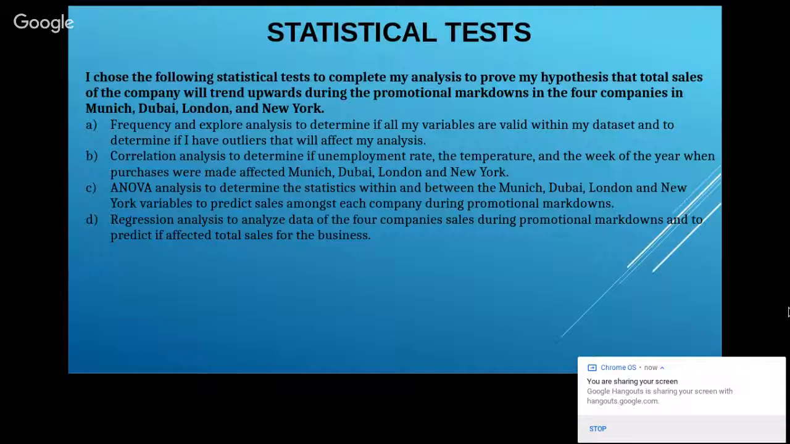I will then do an ANOVA analysis to determine the statistics within and between the Munich, Dubai, London, and New York variables to predict these sales amongst each company during the markdowns. Lastly, I'll do a regression analysis to analyze the data of the four companies' sales during their promotional markdowns and to predict if it affected the total sales for the business.